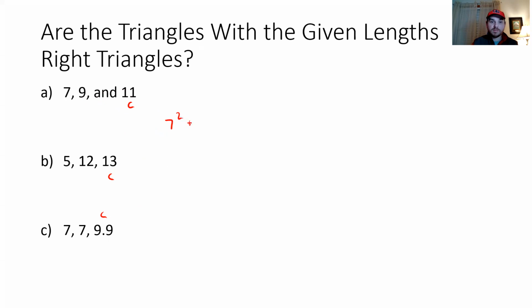So we have 7 squared plus 9 squared equals 11 squared. 7 squared is 49. 9 squared is 81. 11 squared is 121. 49 plus 81, that is equal to 130.